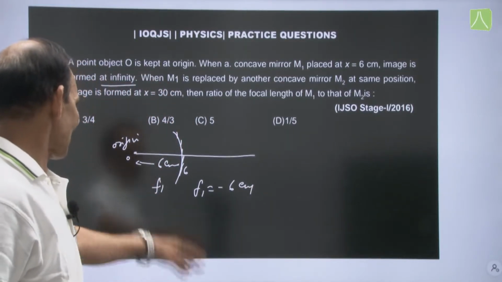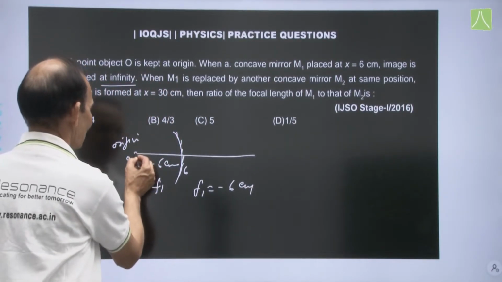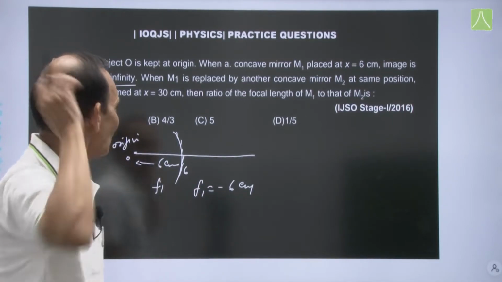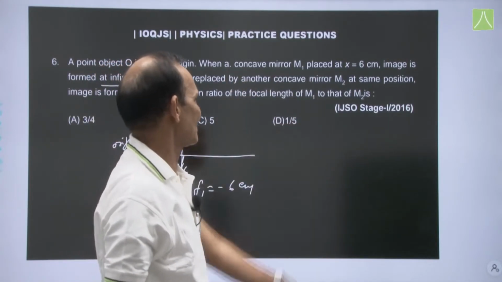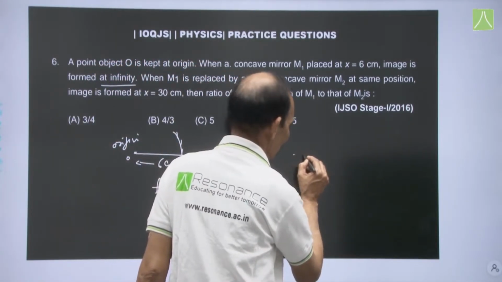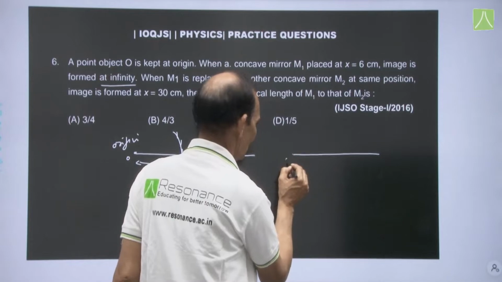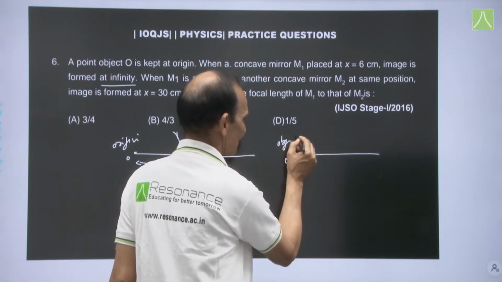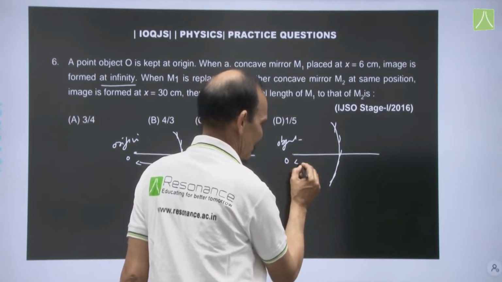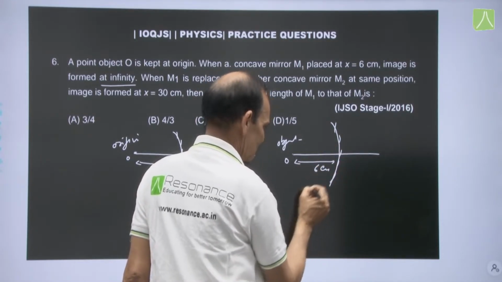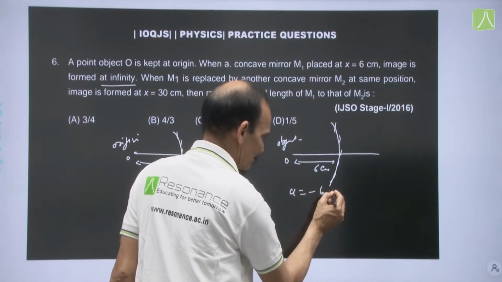When the object is placed at the focus point, the image will be at infinity. Now the second part shows when M1 is replaced by another. So now think about it. This is the origin O, here is the object. Here the mirror is placed at the same position, that is 6 centimeter, which means u is minus 6 centimeter.